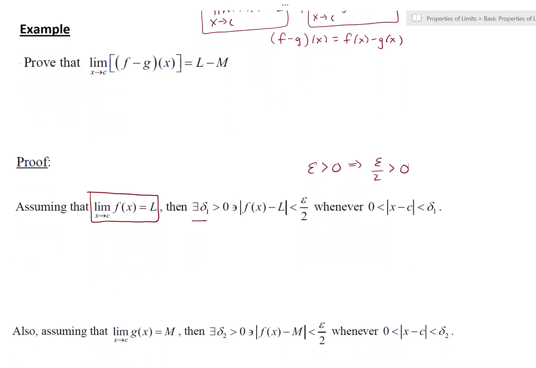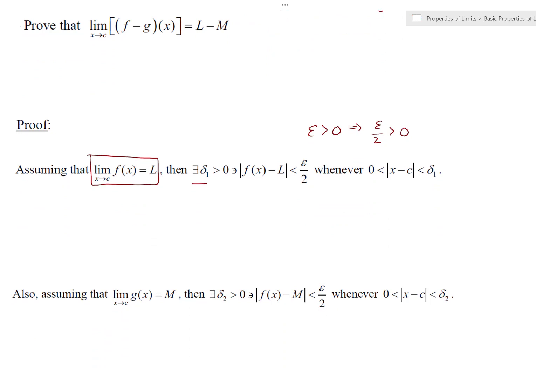Likewise, we can write a similar statement for the limit as x goes to c of g(x), which is equal to m by assumption. There exists some other delta, let's call it delta 2, which is also positive, such that the magnitude of g(x) minus m is less than epsilon over 2 whenever the magnitude of x minus c is less than delta 2 and bigger than 0. Again, we're choosing our epsilon to be epsilon over 2 here for reasons we're going to see in a bit. Please note the typo should say g of x there, not f.